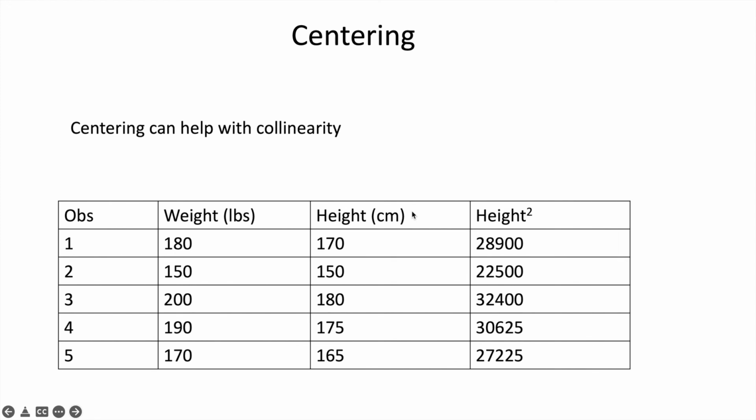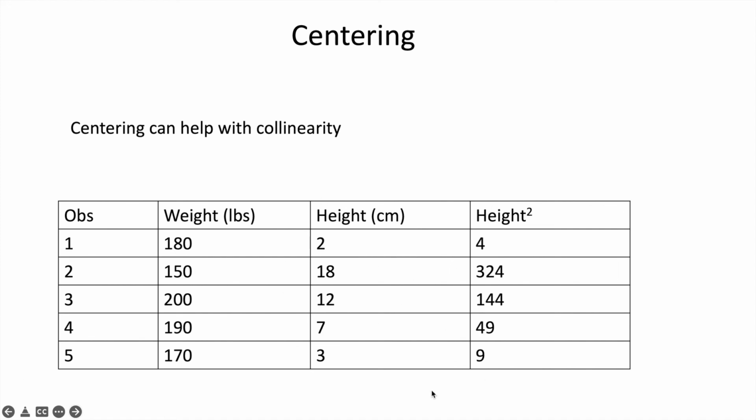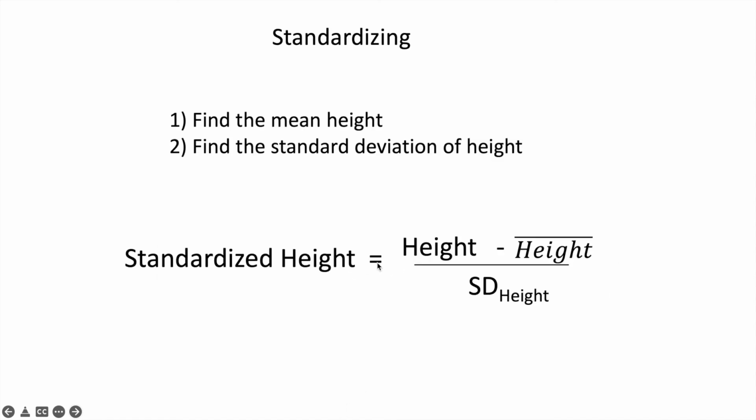And if we center, we can help reduce the influence of this collinearity. So we do that like before, just subtracting the mean value from each height observation, and then squaring it to get the new height squared variable. And if we input this data, it's likely going to suffer from fewer collinearity issues.